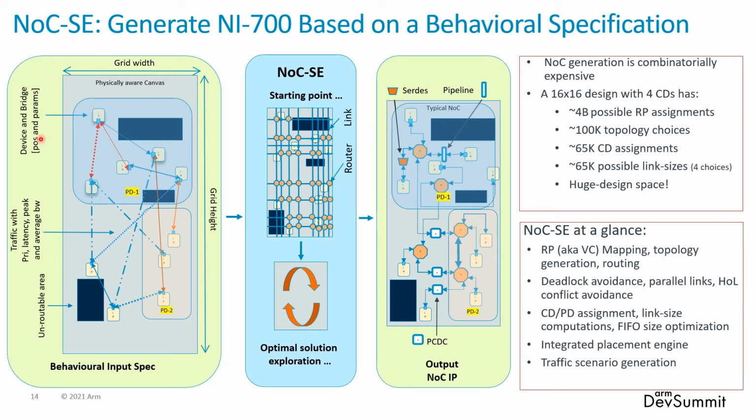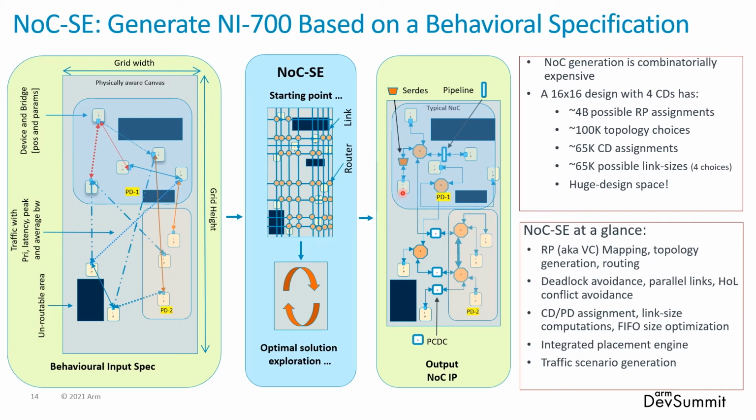What it does is it takes as input a behavioral specification. The user needs to supply the locations of the interfaces and the unroutable areas, their sizes, all on the physically aware canvas in Socrates, the traffic along with priority, latency, peak and average, etc., and the power and clock domain properties. The tool operates based on a large set of approximation algorithms. It optimizes and tries to match the performance goals while still keeping the area less. So it tries to do a very balanced PPA optimization.